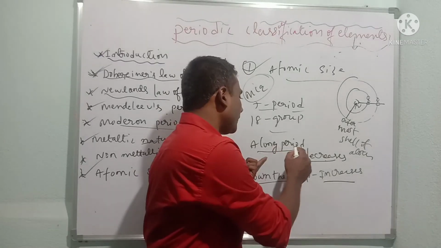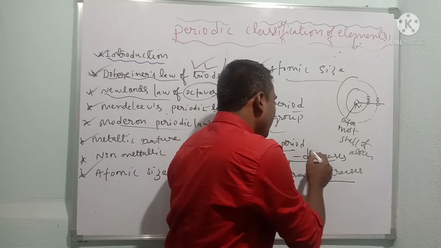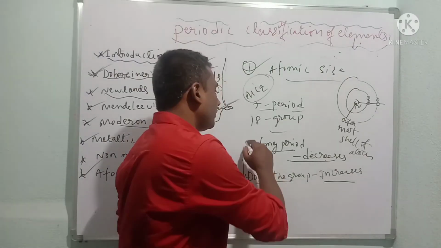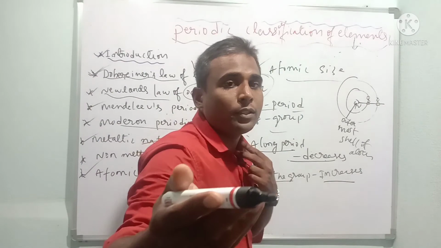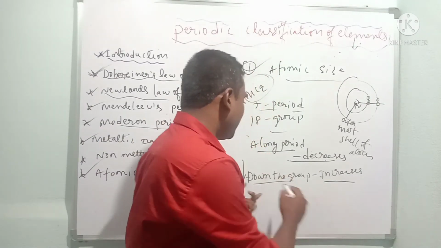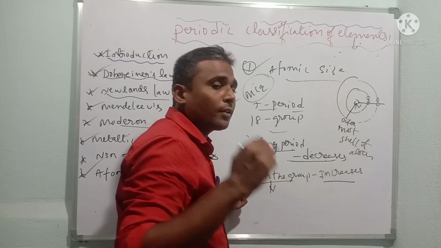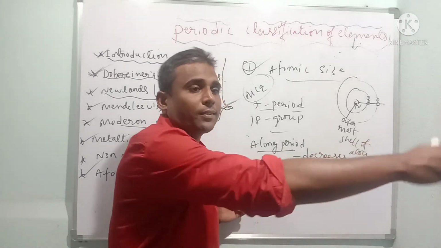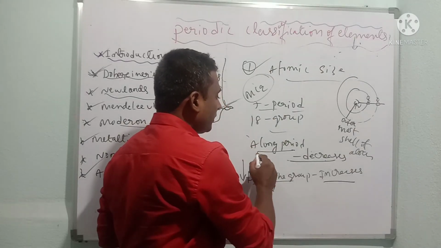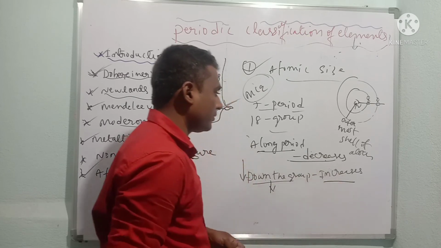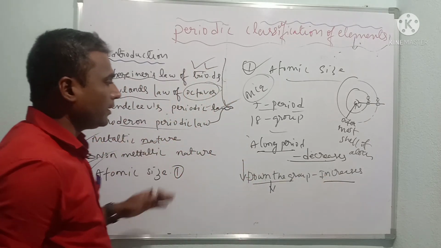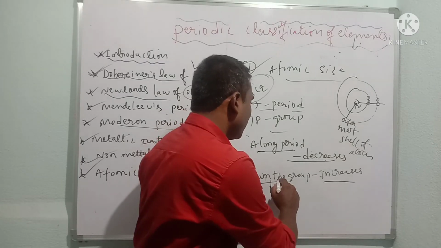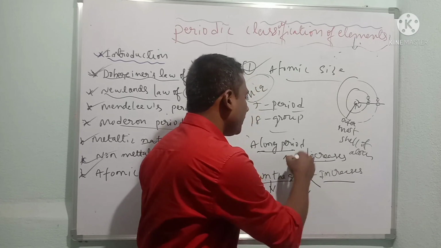Why? Because along the period, what is going to happen? There is an increase in effective nuclear charge density. Hence it does not allow easily donating the electrons. But down the group there is a decrease in effective nuclear charge density. Hence it can donate electrons easily. So metallic nature along the period decreases, down the group increases. Last but not least, non-metallic nature. Same thing, children, vice versa: down the group decreases, along the period increases.